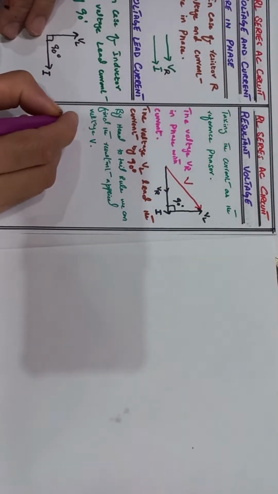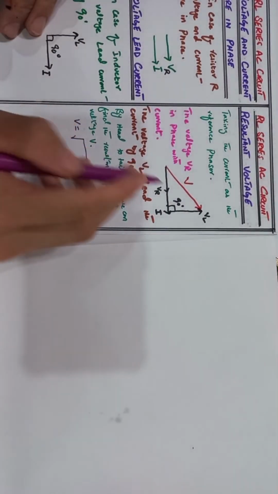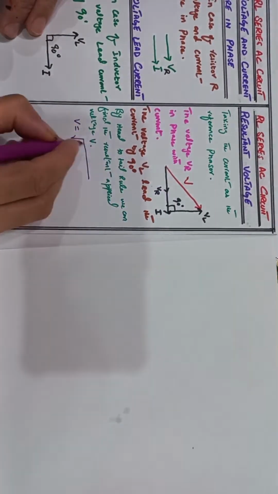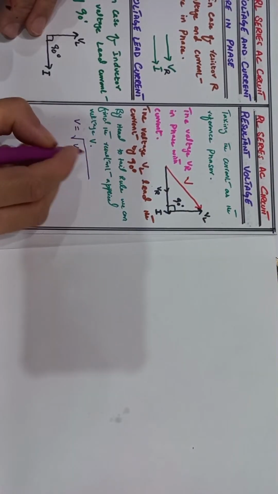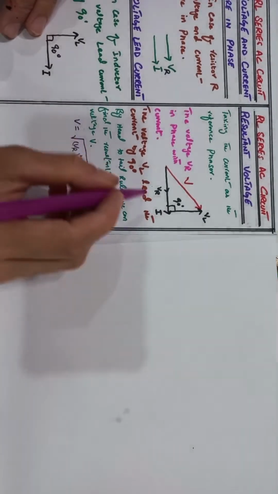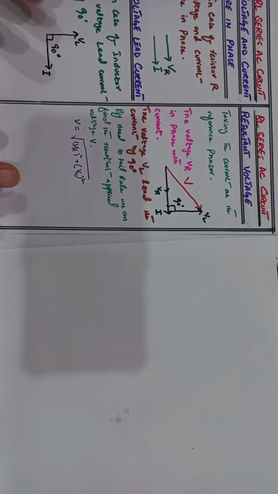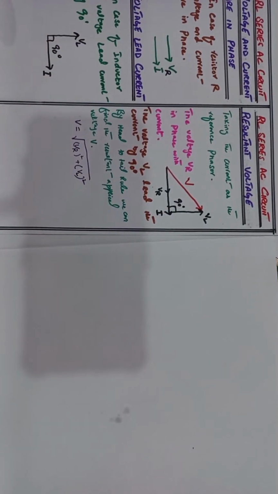Here we use this marker, write that. Okay, this is the formula to find the resultant voltage. Taking the square of the voltage of the resistor plus the voltage across the inductor and then taking the square root, we can find the resultant of these voltages.